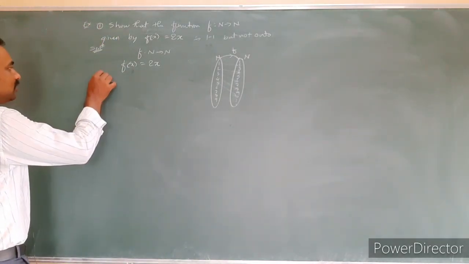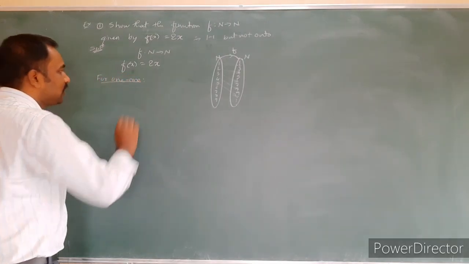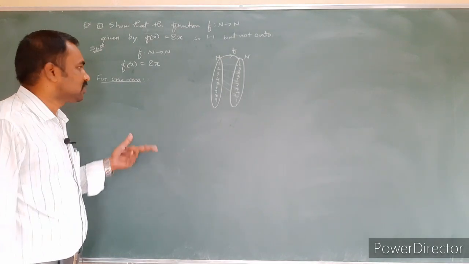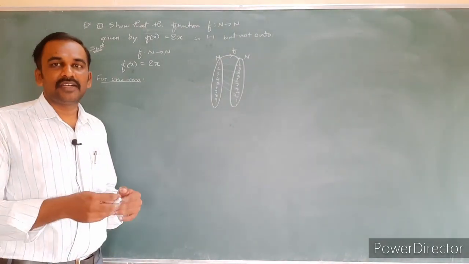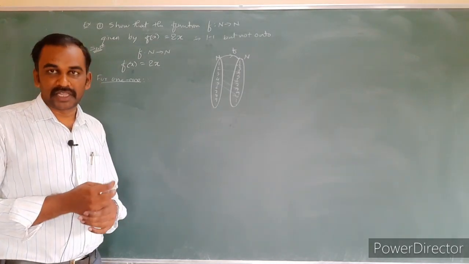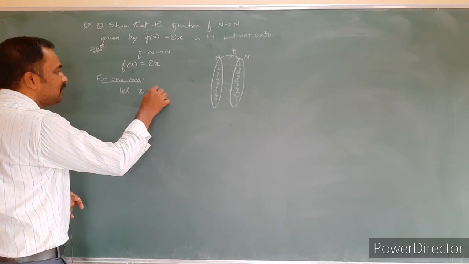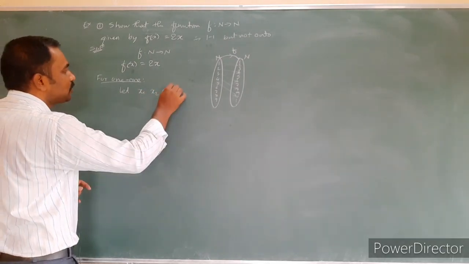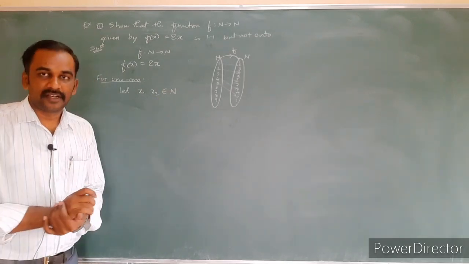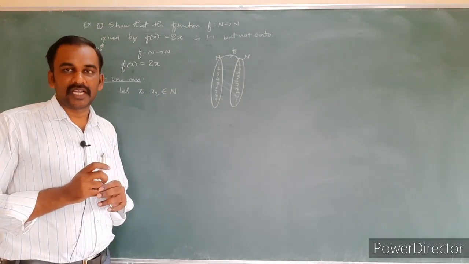Okay. Now one method is that I am going to prove it using an algorithm. Just follow the algorithm. How to prove one-one? I will use the contradiction method. So I consider two elements, x1 and x2, belonging to N. These are two different elements.